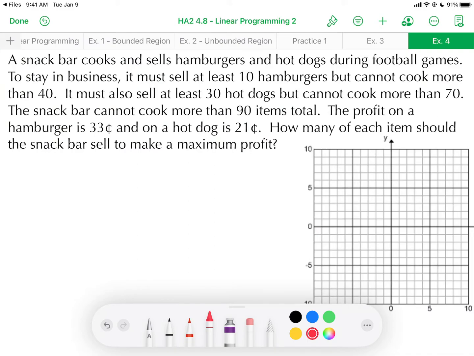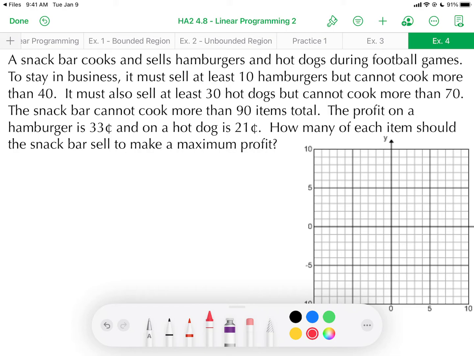Snack bar cooks and sells hamburgers and hot dogs during football games. To stay in business, it must sell at least 10 hamburgers, but cannot cook more than 40. It must also sell at least 30 hot dogs, but cannot cook more than 70. Snack bar cannot cook more than 90 items total. Profit on a hamburger is 33 cents, and on a hot dog is 21 cents. How many of each should the snack bar sell to make a profit?